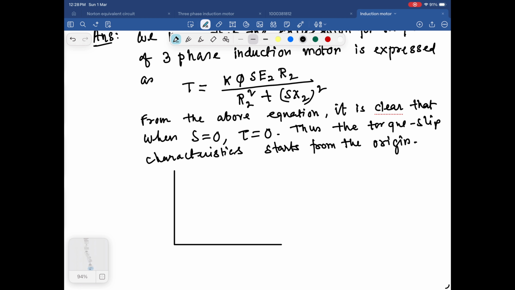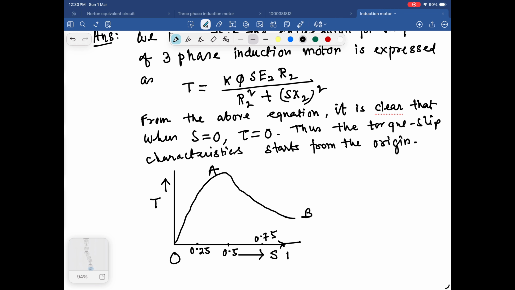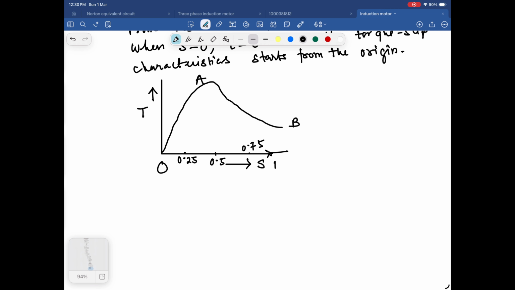So I am now drawing it. In the y-axis, this one is the torque, and the x-axis, this is slip. From slip S is equal to 0 to slip S is equal to 1, we have the normal operating range. Torque is proportional to slip in the OA region.